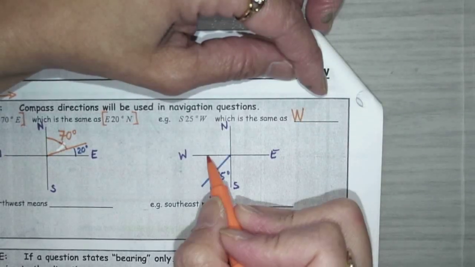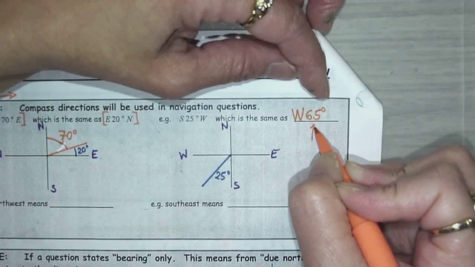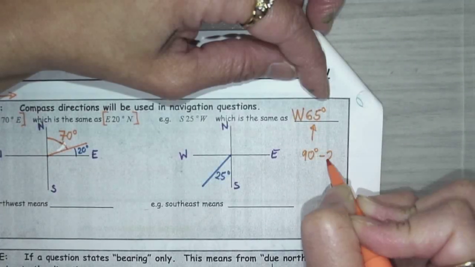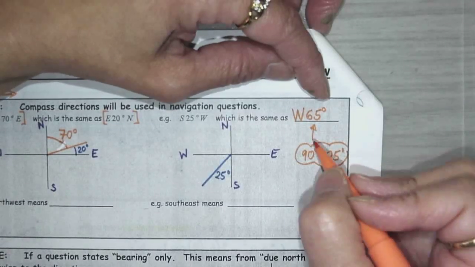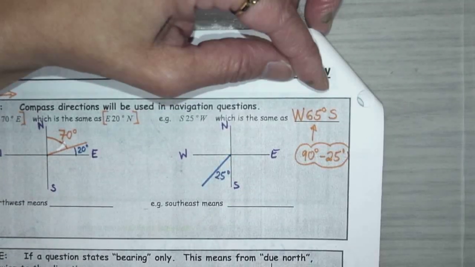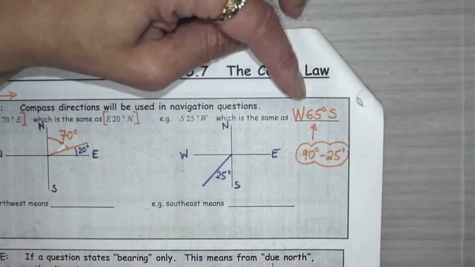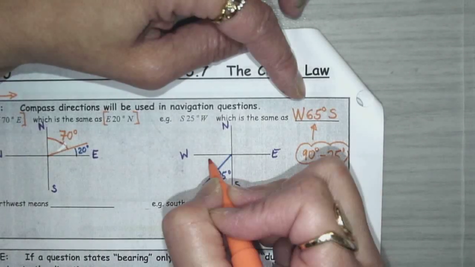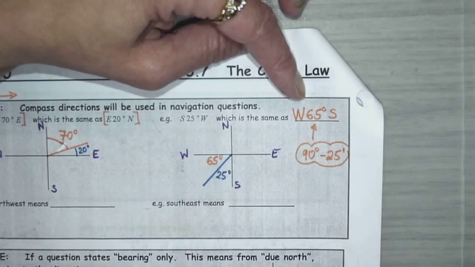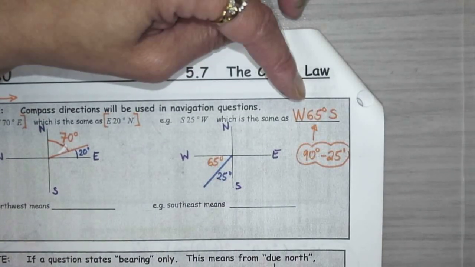West, and I turn 65. How do I get that? 90 minus the 25. You don't have to show that. Is that okay? And then south. So that's the same as me heading west, and I turn 65 to the south. Right? So then this little missing angle here would be 65 on that side. So it's 65, 25. Does that make sense how we're getting that?